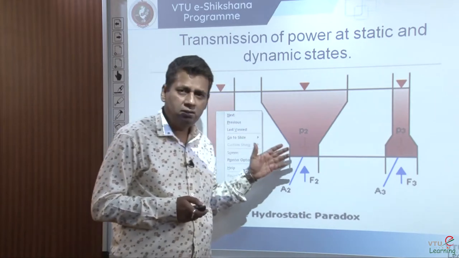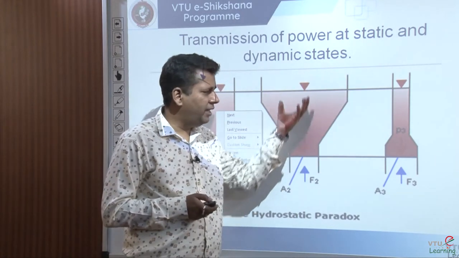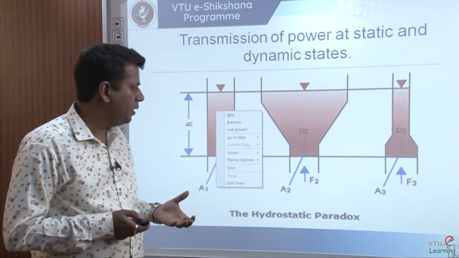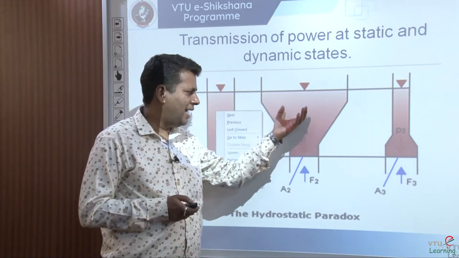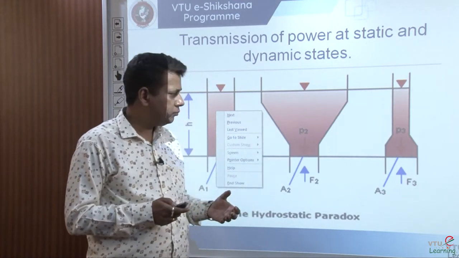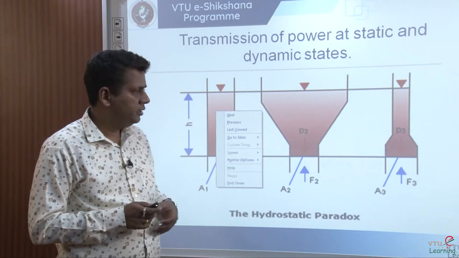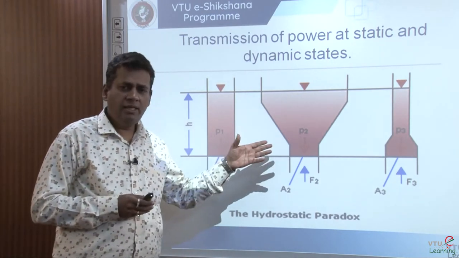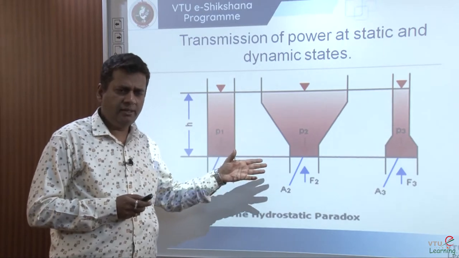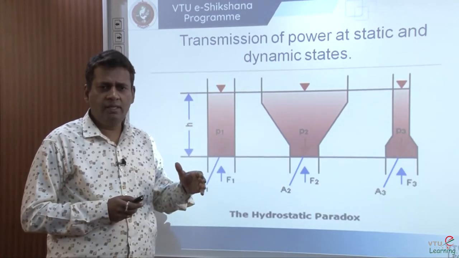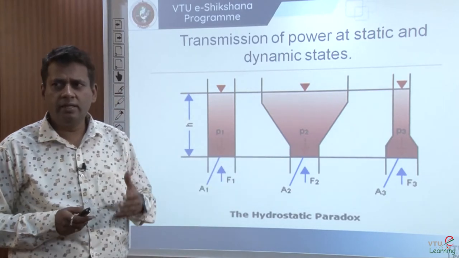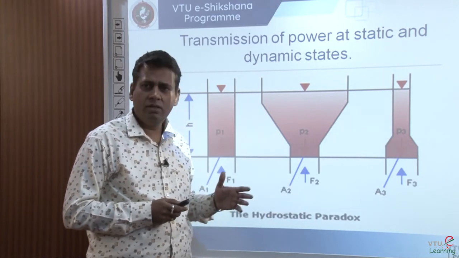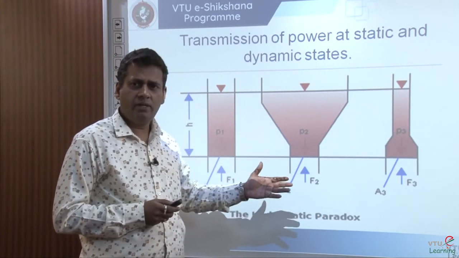In the second case you can see that it is a simulation of a nozzle. In the nozzle what will happen? There is a gradual reduction in the pressure, and gradually the cross sectional area decreases, pressure also decreases, but the velocity increases. That is what happens in the case of a nozzle. So the flow characteristic is different.